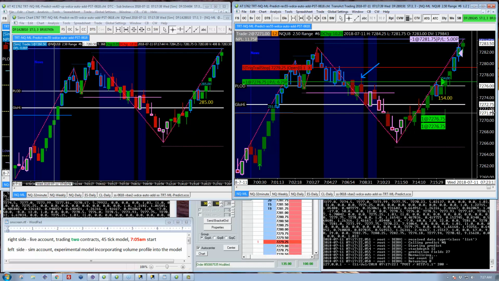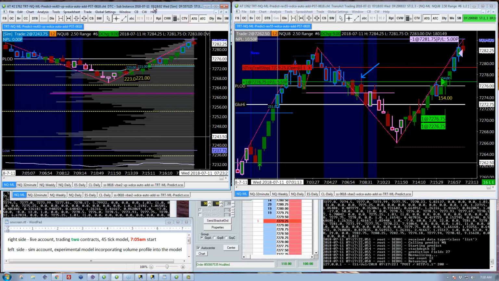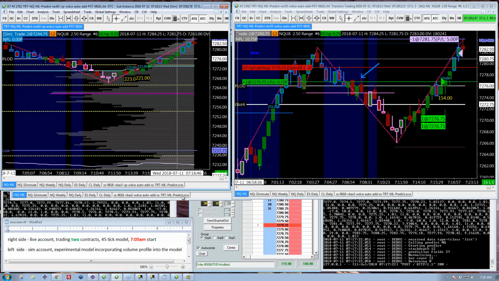The bar has to close up there, close above that break. It'll be one of the add behaviors. So then on the left side is running a different data feed, and it got a different signal there, so that's interesting. And then other experiments are going on here using volume profile, and there's no trade there. Okay.